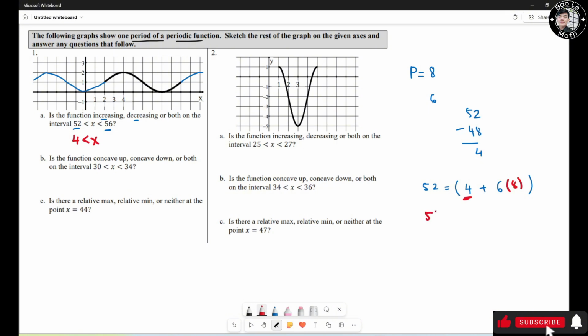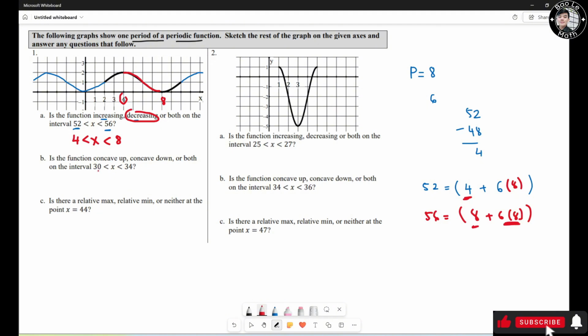Now 56 can be written as 6 times 8 plus 8, because 6 times 8 is going to be 48, and then plus 8 is going to be 56. So you only care about 8 because this one keeps repeating. So 56 is similar to 8, so this guy is less than 8. Now the interval should be from here. This is 4 and this is 8 right here. So the interval from here to here, the function is decreasing. So this one is decreasing.